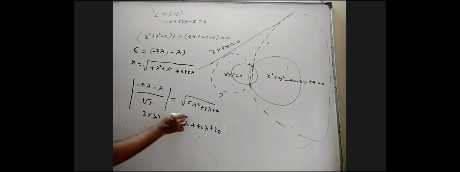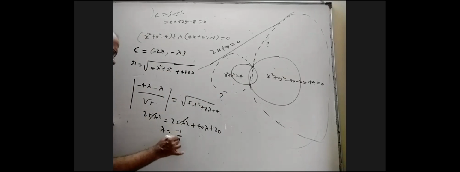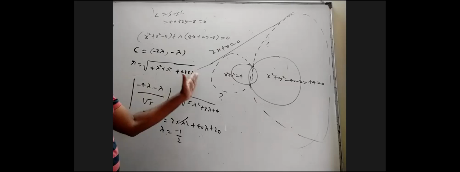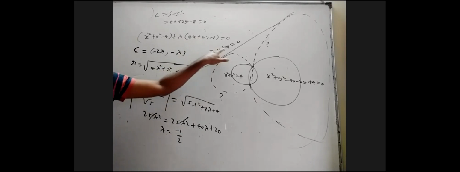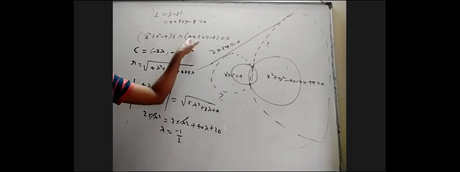Okay, I'm getting lambda equal to -1/2. Only one answer. Quite possible that this may be parallel to this radical axis. Oh, I was expecting two answers, but only one answer. Why it came is this line became parallel to the radical axis. You can notice that this is 2x plus y; if you multiply it, it gives 4x plus 2y.